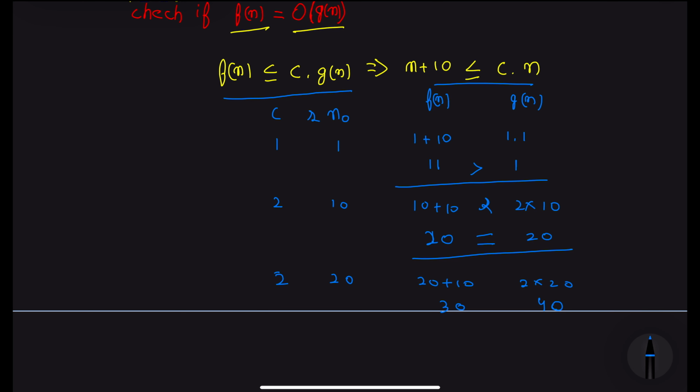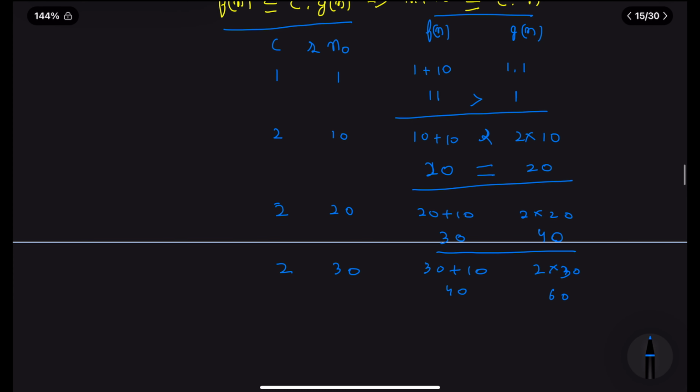Let's take one more example. We can keep c as constant 2 and we keep n naught as 30. Now here it is 30 plus 10 and it will become 2 into 30. So this is 40 and this is 60. So this condition will always be satisfied. f(n) will always be smaller than or equal to c into g(n).